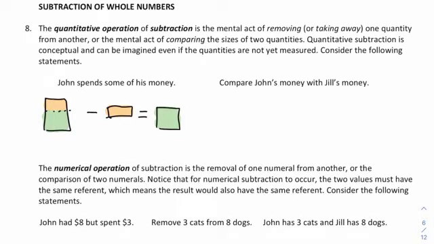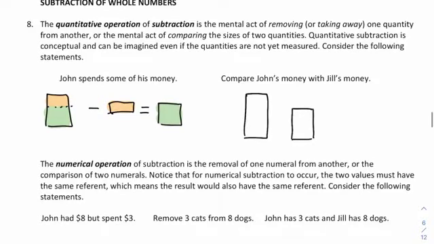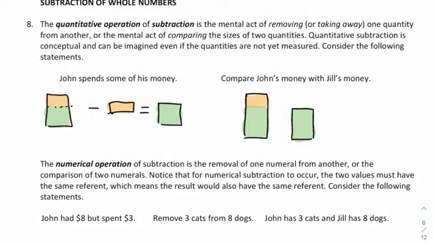You also might compare John's money with Jill's money. Let's say John has more money, so we'll use a bigger box to represent John's money, and Jill's money is something that's less. And the question is, how much more does John have? Right, so if we were to color code these things, let's say Jill's money is in green, and then if we were to take away that green part and see what's left, that would be the difference.